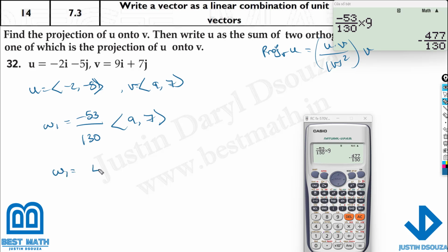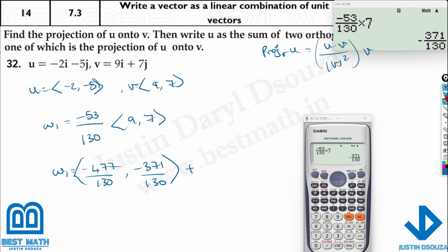The W1 would be -477 by 130. And the next Y coordinate would be just multiply it with 7 here. So that's the answer. It'll be -371 by 130. So now this must be written as sum of 2 vectors.